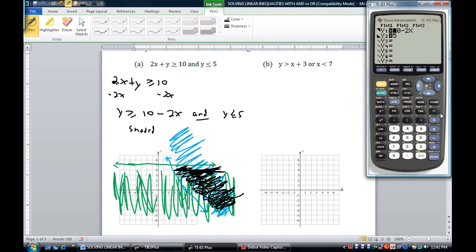Now let's do the next one. This time we already have them solved for y. But note, since this is greater than, that's less than with no equal sign, these lines are going to be dashed. So what we're going to do first is graph y equals x plus 3.